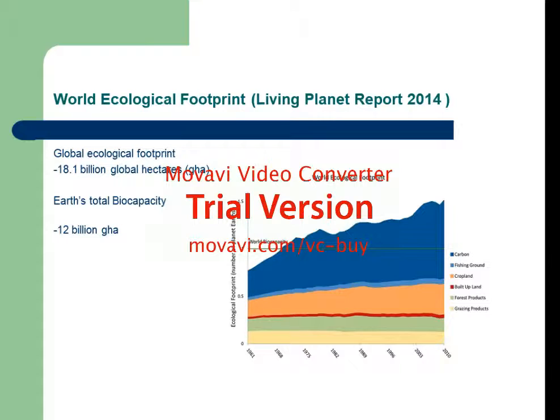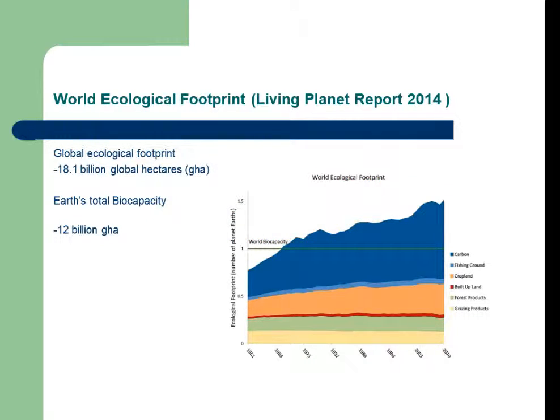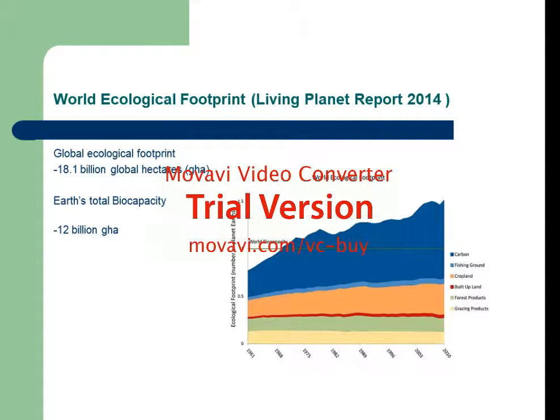World Ecological Footprint, Living Planet Report 2014. World Ecological Footprint shows that 1.5 Earth would be required to meet the demand humanity makes on nature each year. Between 1970 and 2010, the population sizes of vertebrate species have dropped by half.